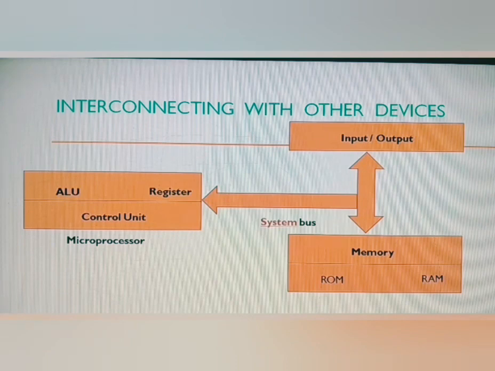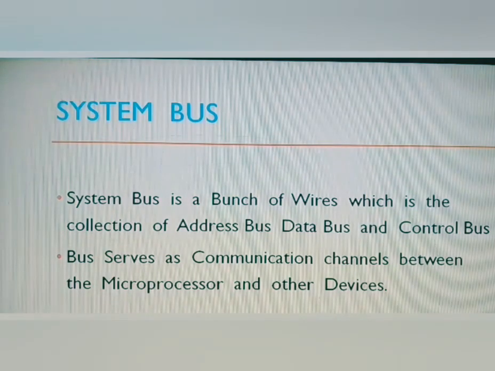So simply you can tell the system bus is nothing but a collection, a bunch of wires. This bunch of wires is also a collection of address bus, data bus and control bus. Address bus, data bus and control bus. These three types of buses will be discussed in the continuing classes for you. So the system bus is nothing but a bunch of wires.